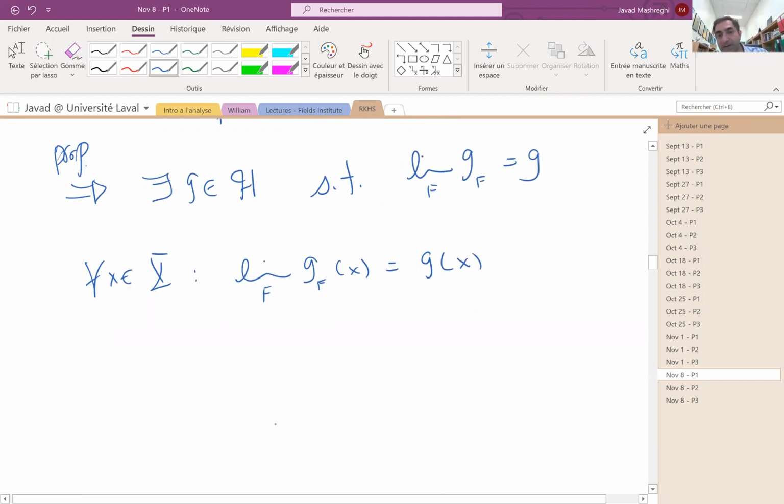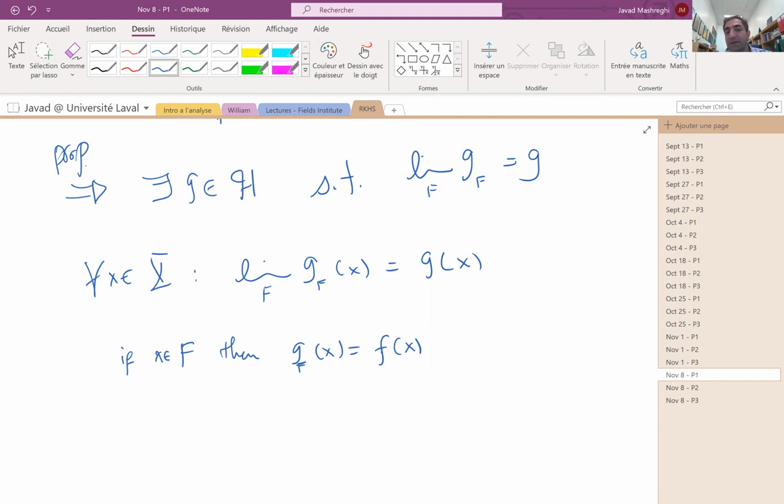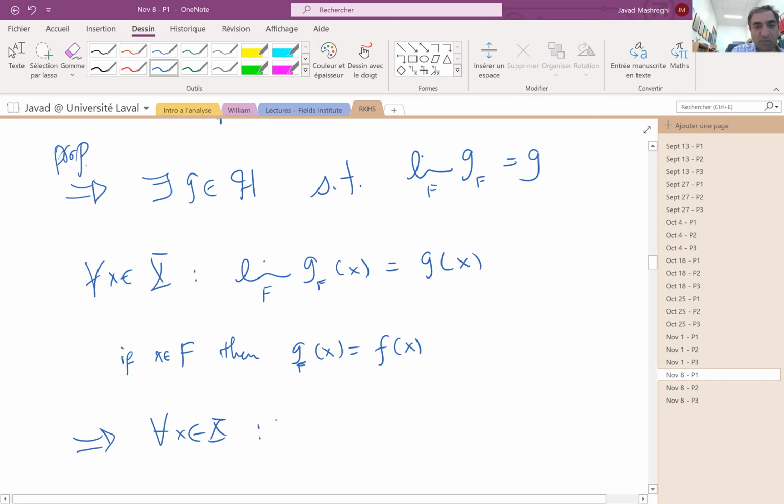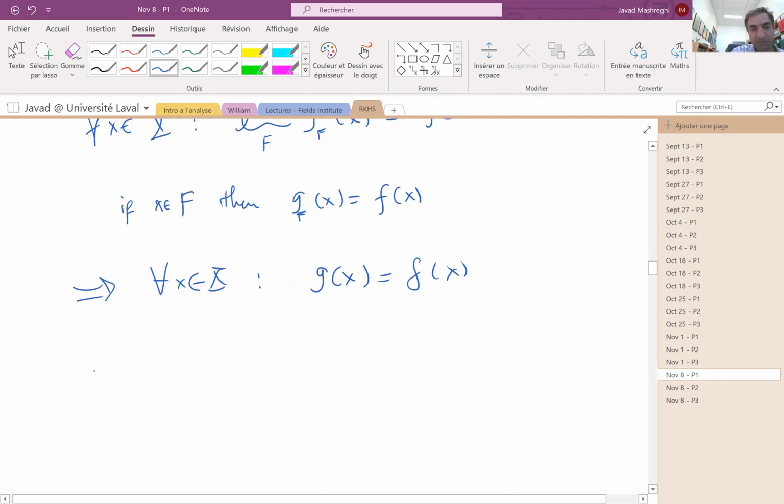But as soon as F contains the point x, if x is in F, then G_F of x is finite, it doesn't change. When I say finite, I mean with respect to our parameter, which is F. F is our variable here. And therefore, for any x in X, G of x is equal to f of x. Conclusion, f is in H. This is what we wanted from the very beginning.